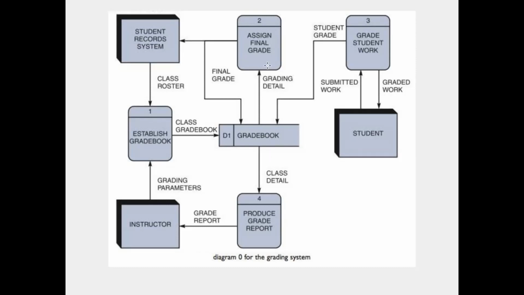Then as a second process, the responsibility is assigning final grade. Grading details, you can take from the database, and then final grades can be applied and that can be stored in the grade. Right. Then grade student work. The student can submit the work and you can get back the graded work. Student grades can also be taken from this to the grade book, so that all the information will be in a single place.